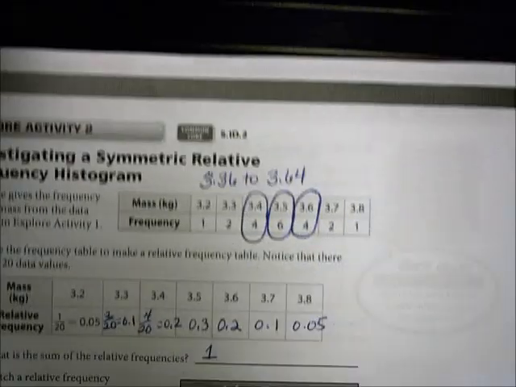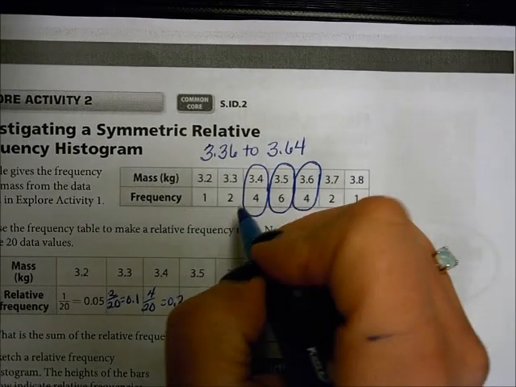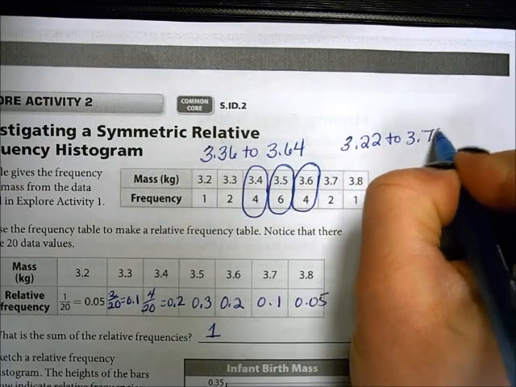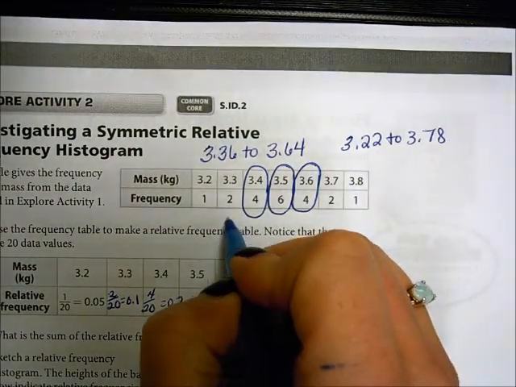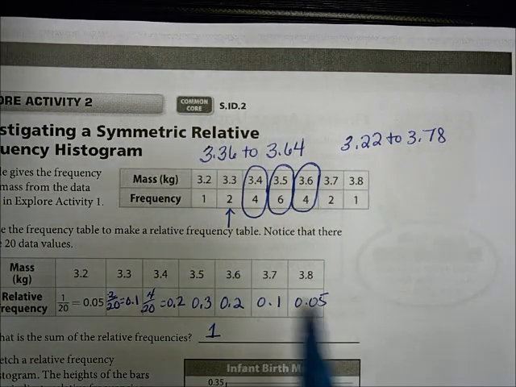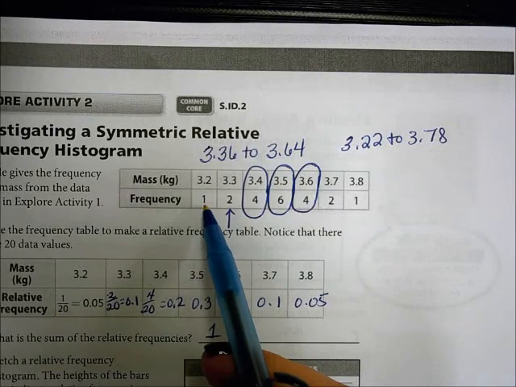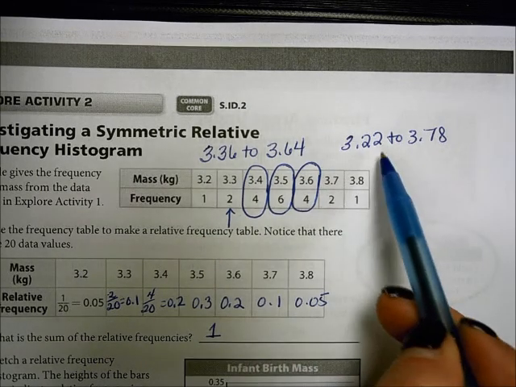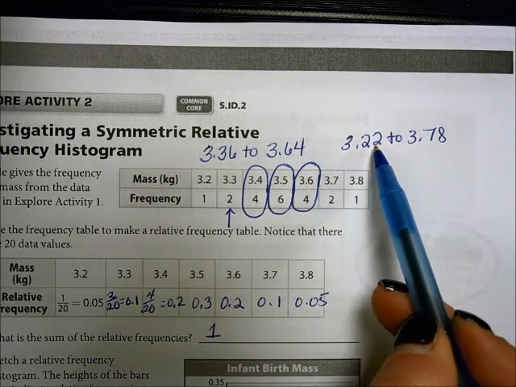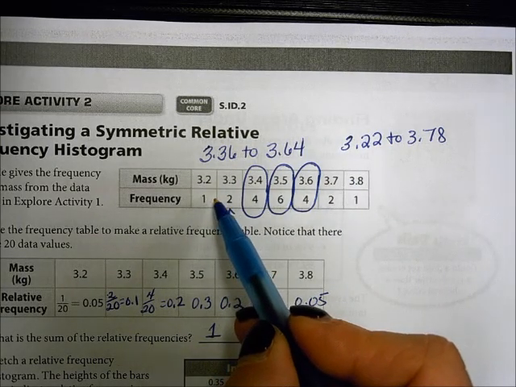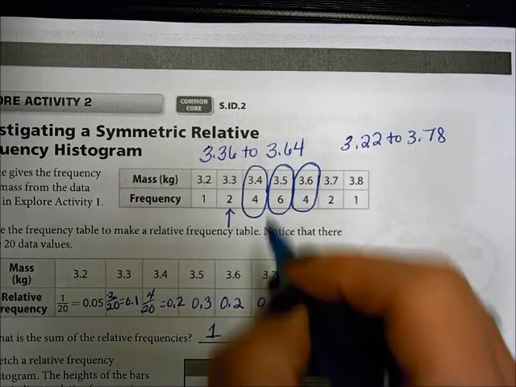If I go back up here, 3.22 to 3.78, we know for sure that everything in this category fits in there, right? Do you guys understand why this one does not fit in there? Like, what if this baby weighed 3.2 exactly? Would that be between these two? No. So because we can't be sure about this baby, we can't include it.